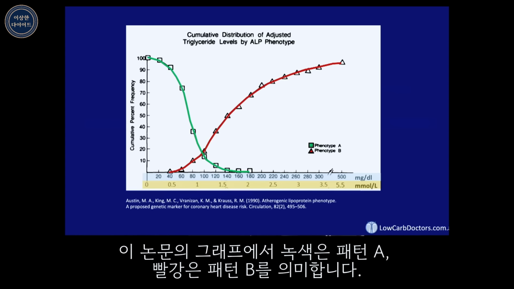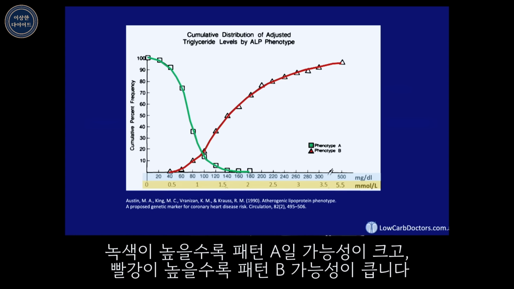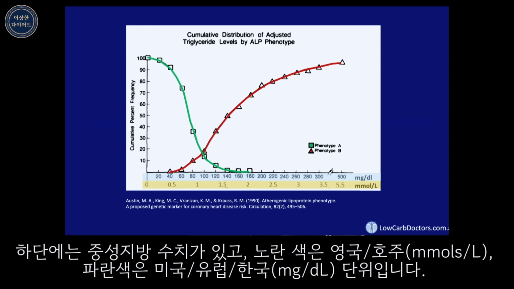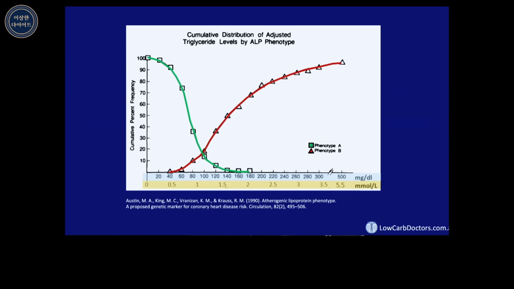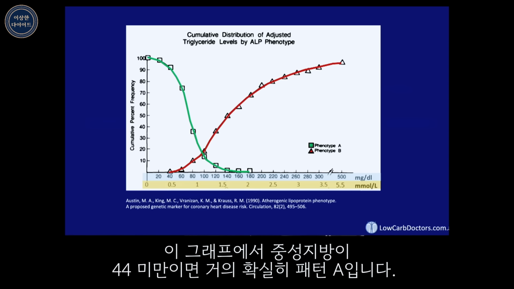So in this paper here, you can see the green line represents pattern A and the red line represents pattern B. The higher the green line is, the more likely it is to be a pattern A cholesterol. The higher the red line, more likely it is to be pattern B. And along the bottom, you can see the triglyceride levels. In yellow are the units for the UK and Australia, and in blue they're the units used in the US and in Europe.